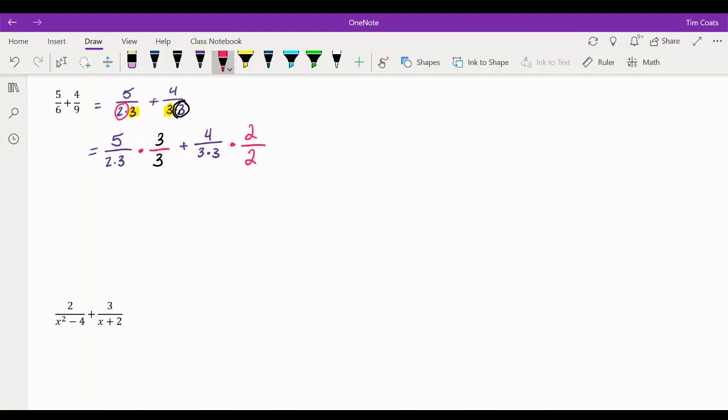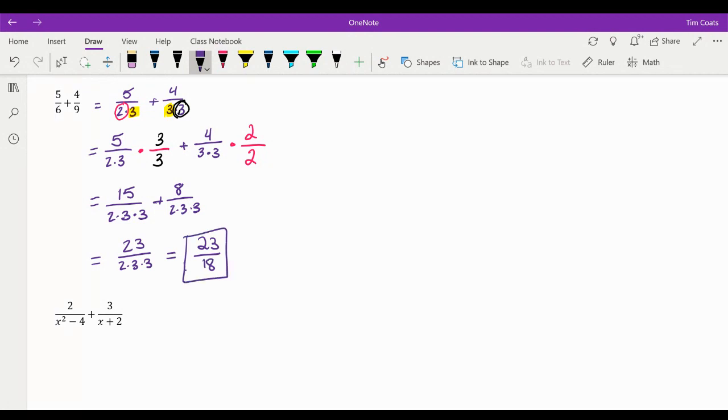So now when I multiply these together, we will get 15 over, and right now I'm actually going to leave this factored, 2 times 3 times 3, plus 8 over 2 times 3 times 3. Now when we add them together, we get 23 over 2 times 3 times 3, which in this case, 23 is a prime number, so we're not able to factor that, and 2 times 3 times 3 would be 18. And so there would be our answer, because we weren't able to simplify.